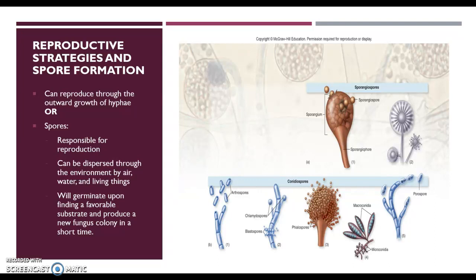Fungi can reproduce in two ways. They can reproduce by outward growth of the hyphae, so the hyphae just continue to grow and extend, or they can produce spores. And spores can be dispersed into the environment through the water, through the air. They can be carried by other living things, and they will germinate and form a new organism when they find a favorable environment to then germinate.